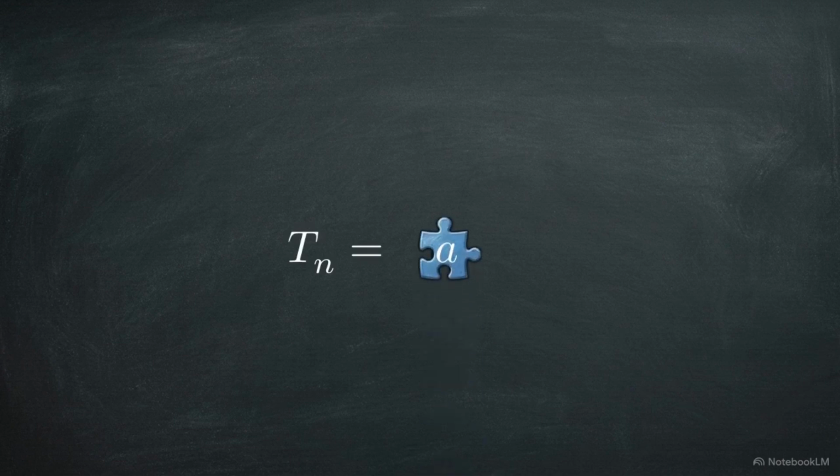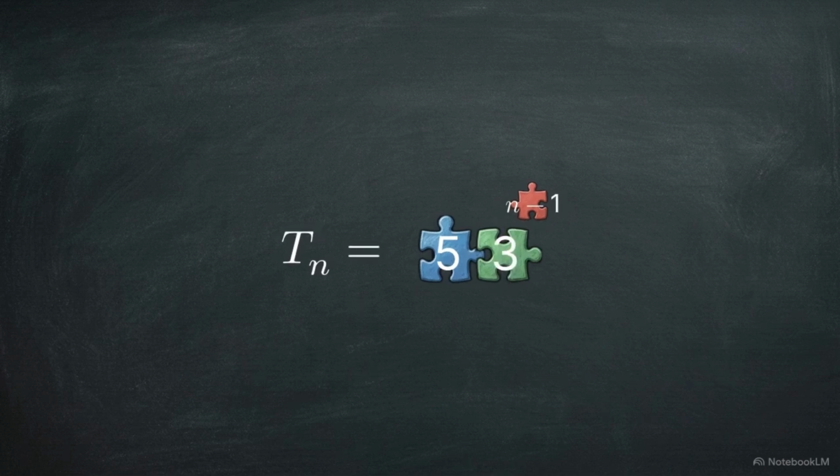Now we combine our anchor and our ratio into the master template for the predictor formula. It looks like this: Tn equals a multiplied by r raised to the power of n minus 1. By plugging our specific sequence values into this template, we set a to 5 and r to 3.